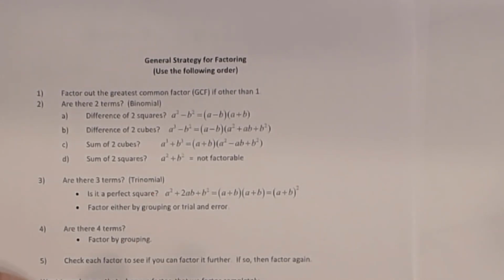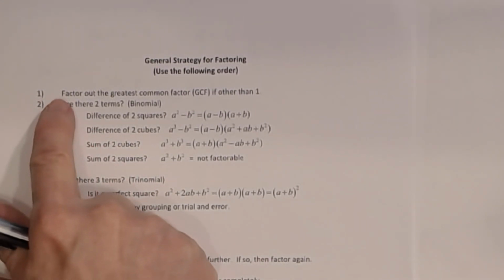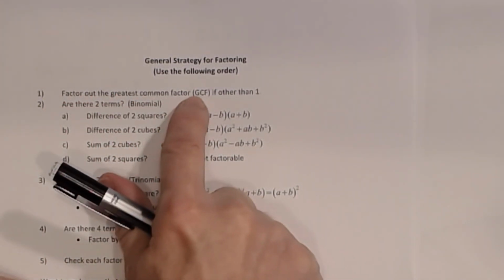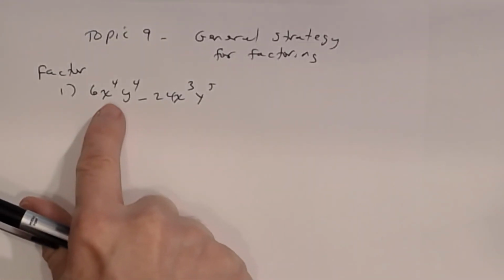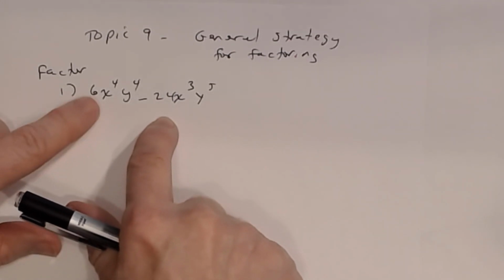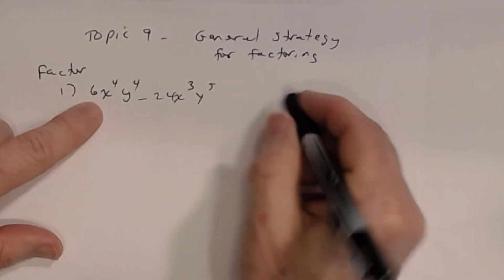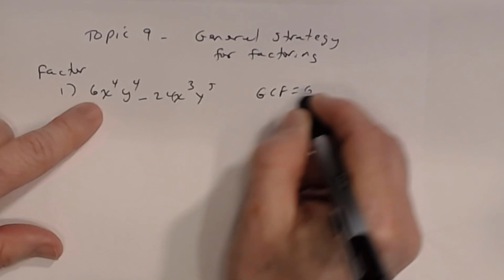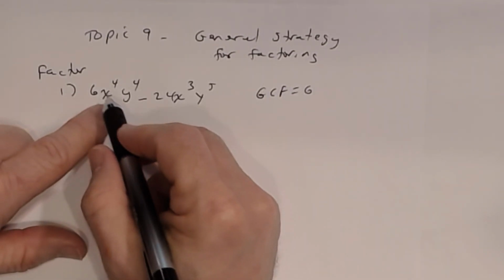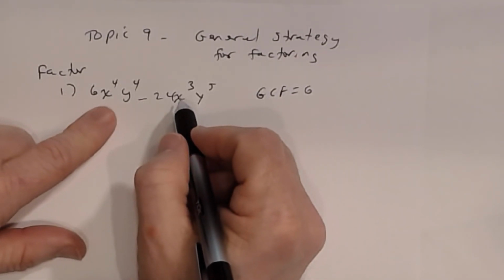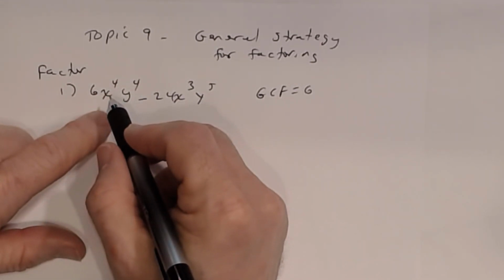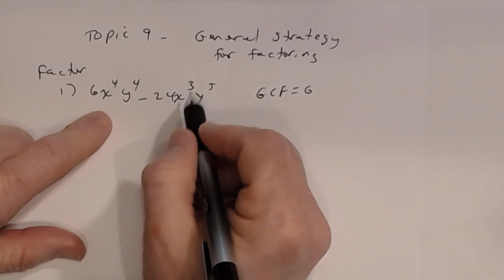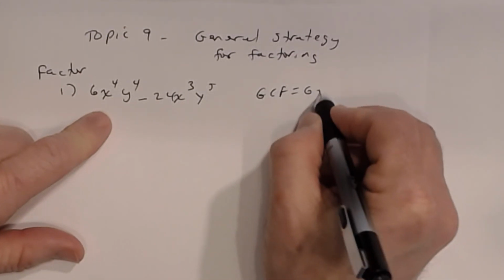So remember, the first thing you have to do, always, and you remember that from the first 2 weeks, is factor out the GCF if it's other than 1. So I want you to notice here, 6 and 24, the GCF of 6 and 24 is 6. And then we have variables. You have x's in both of those. So remember, when you have x's in both of those, you take the one with the smallest exponent. So the GCF of x to the fourth and x cubed is x cubed.